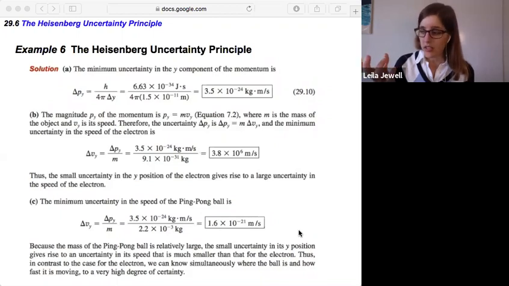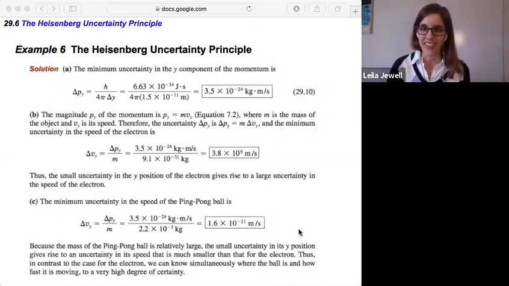And that's part of why this idea seems so weird to us, because with things like ping pong balls, we know exactly where it is and how fast it's going. That's really easy to observe both of them. But for the electron, because it's so small, once we know very precisely where it is, it becomes very hard to know how fast it's going. Or you can know how fast you're going, but you won't know precisely where you are. So this introduces the Heisenberg Uncertainty Principle.